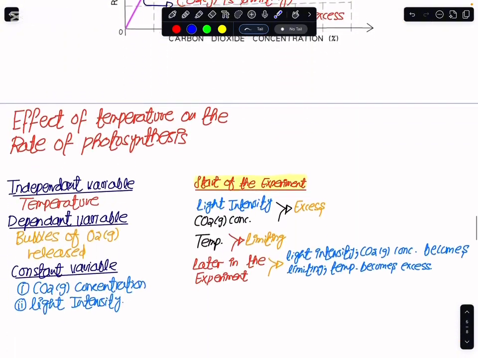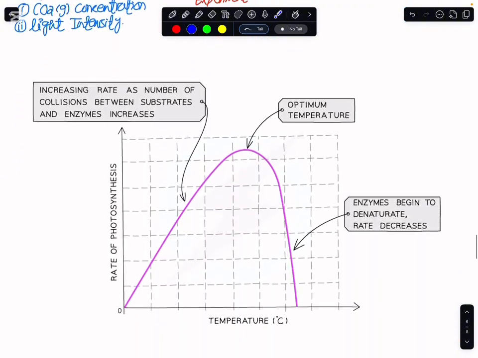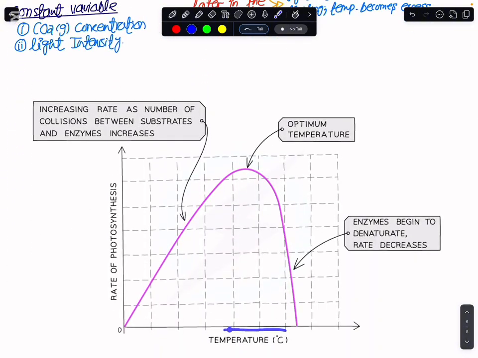So now we again have to look at how the graph is going to look. Here you see my temperature is the independent variable, and the rate of photosynthesis, in terms of the bubbles of oxygen gas, is my dependent variable, so it comes on the y-axis. What I see is that as the temperature is increasing, the rate of photosynthesis is increasing, isn't it? And at this point, the rate of photosynthesis is max. But beyond this point, the graph is going downward.